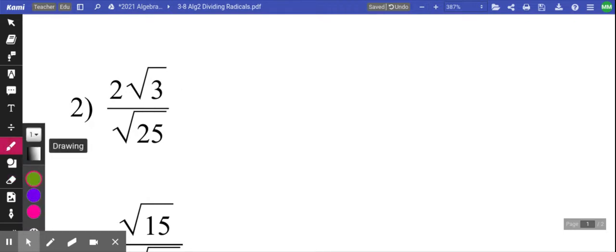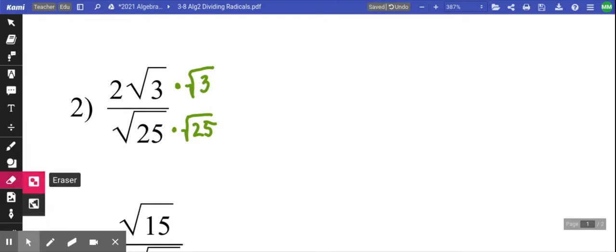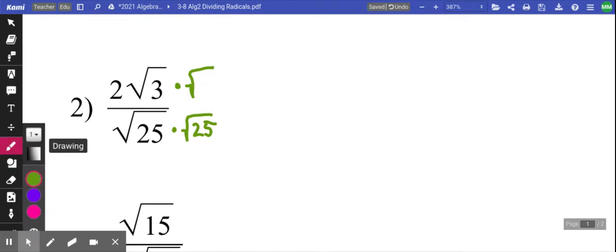Okay, so let's do this. Multiply by radical 25. Follow along with me at home. And then we multiply only by the radical here. So multiply by radical 3. Because we don't, or excuse me, by radical 25. Whatever you do to the bottom, you also have to do to the top. I'm going to give you a sec.